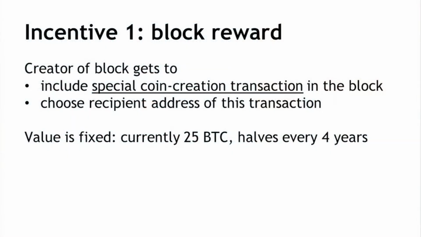The first one is called the block reward. So what is the block reward? It's just this. According to the rules of Bitcoin, the node that creates each block gets to include a special transaction in that block. That special transaction is a coin creation transaction. And this node can also choose the recipient address of this transaction. So of course that node will typically choose an address belonging to itself, thereby paying itself. You can think of it as a payment in exchange for the service of creating that block to go onto the consensus chain.